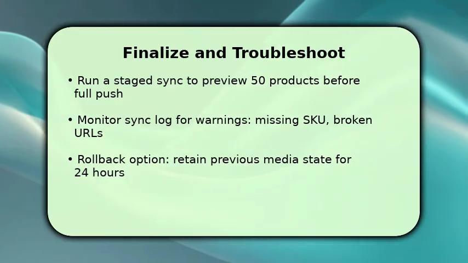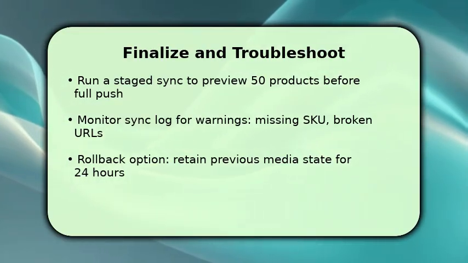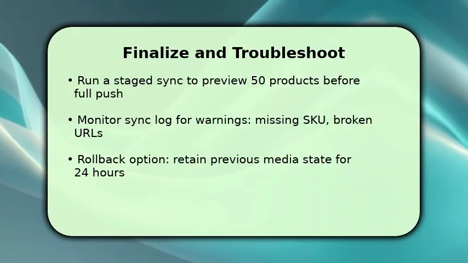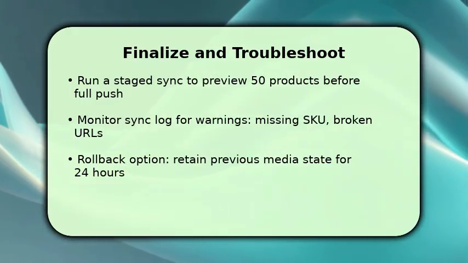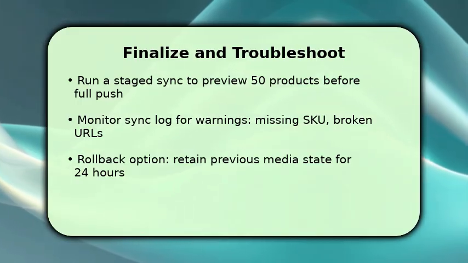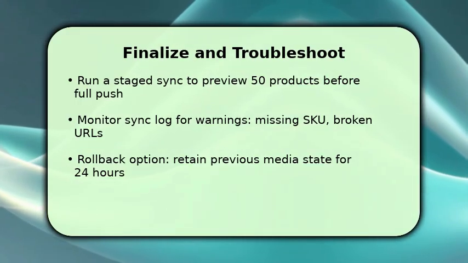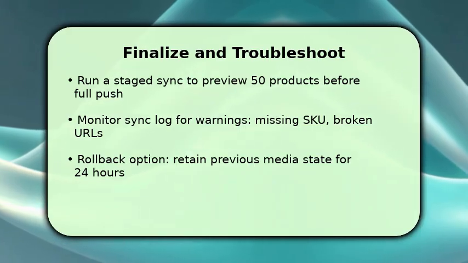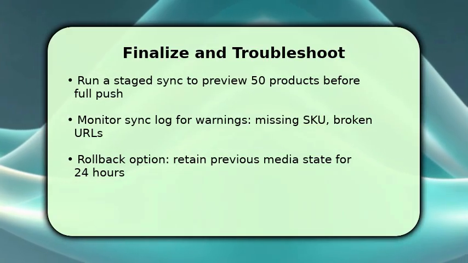These are actionable immediately. If something goes wrong, use the rollback feature to restore the previous media state within 24 hours. One troubleshooting tip: if images fail to display, recheck CDN authorization and re-upload a single corrected file to validate the fix before full resync.